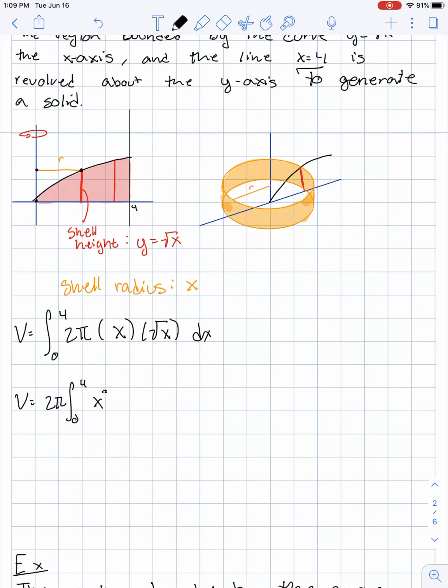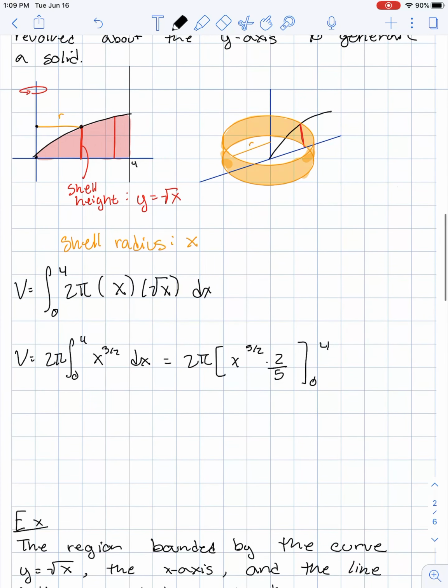So I'll get the integral of x to the 3/2 dx, which equals 2 pi times x to the 5/2 times 2/5, from 0 to 4. And that's going to give me 128 pi over 5.